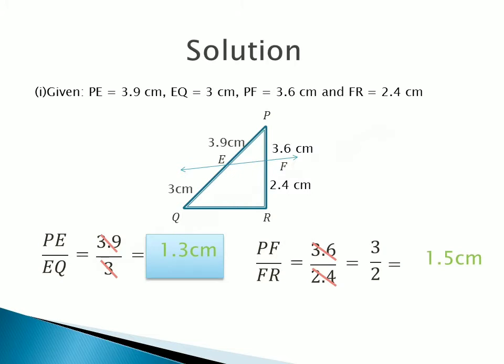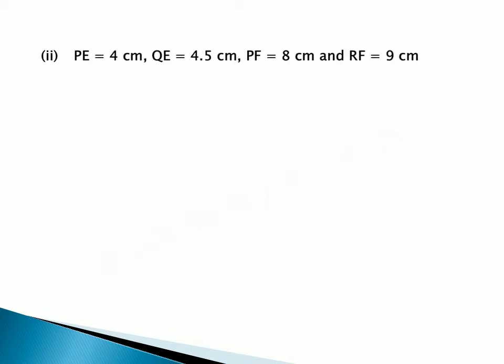So what happens? PE by EQ is not equal to PF by FR. So, EF is not parallel to QR. Let us go to the second problem. You have already read this one.